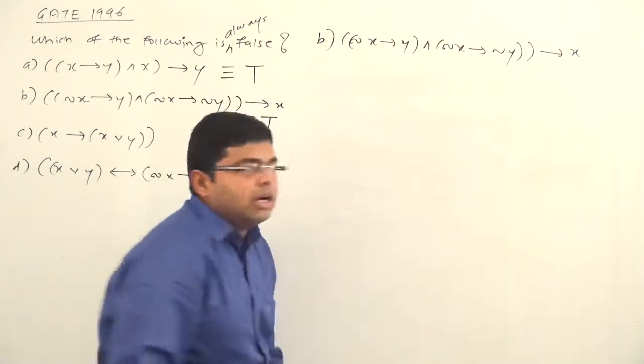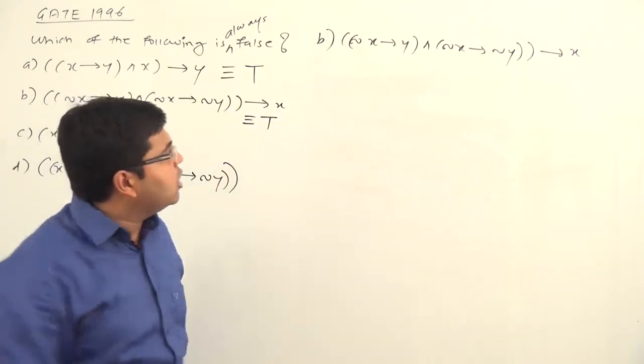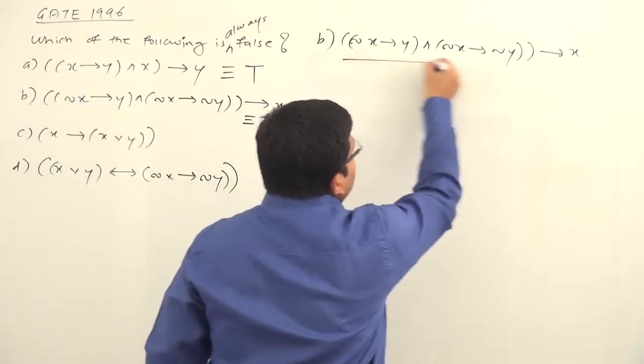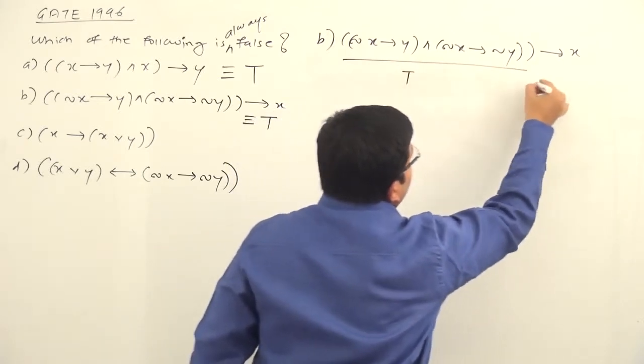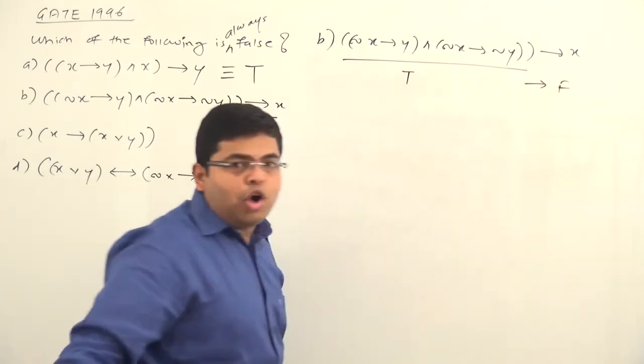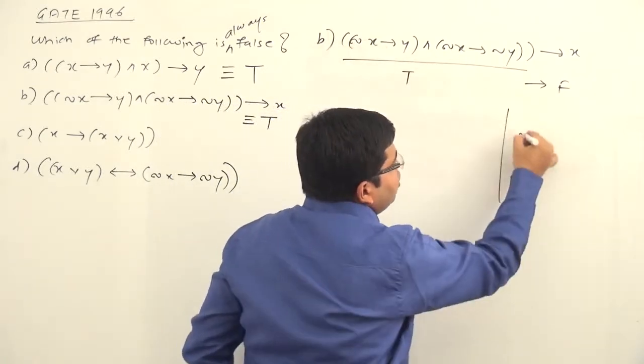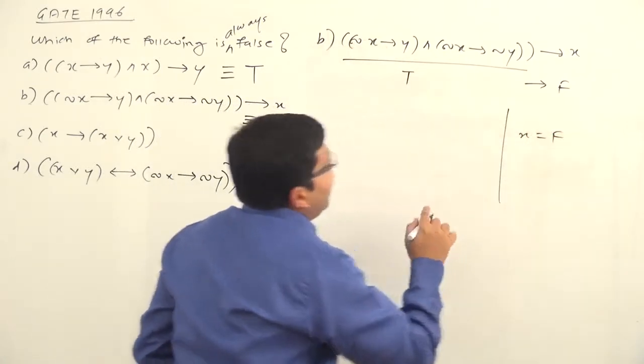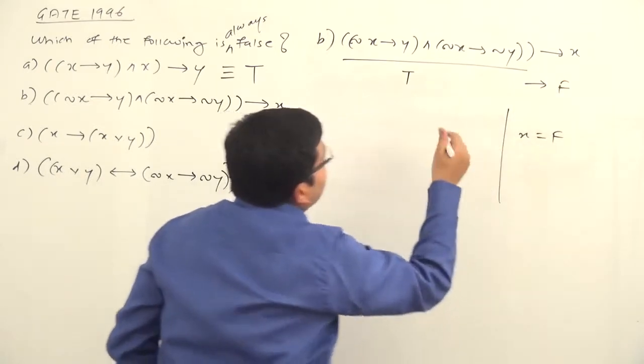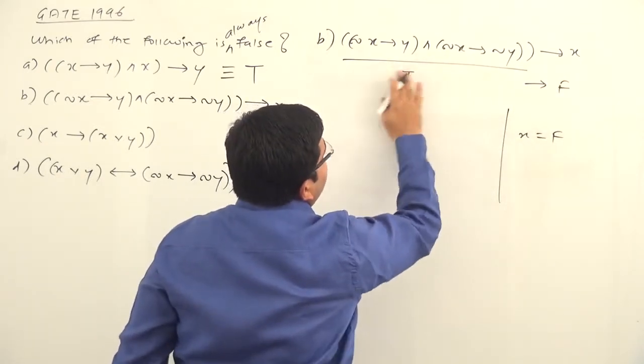What is the second method? Let us try to make the implication false. Now how can it be done? We want this entire side to be true implies false. Now if you want true imply false, the value of x should be equal to false, and when you make x false, here the negation of x will become true.